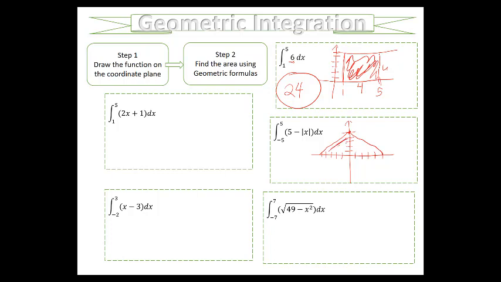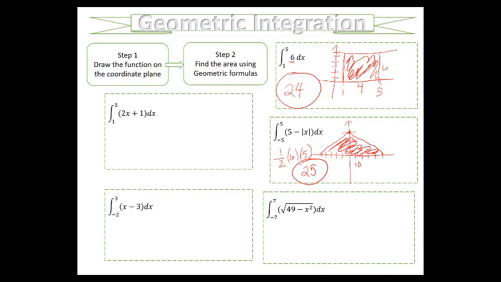So the area I'm talking about is underneath the curve to the x-axis. So this triangle shape, the base is 10 and the height is 5. So we would have 1/2 times 10 times 5, which is 25. So 25 is the value of my definite integral.